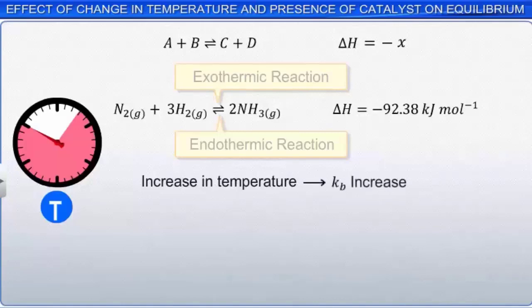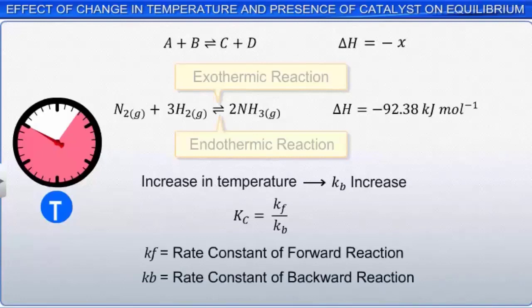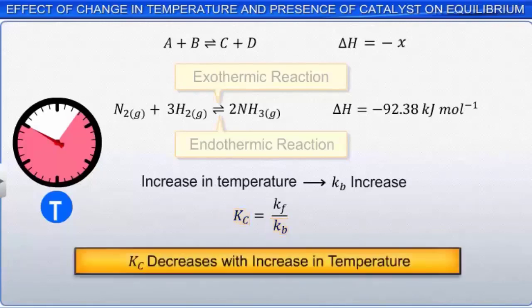You have also seen that equilibrium constant Kc is equal to Kf divided by Kb, where Kf and Kb are rate constants for forward and backward reactions respectively. As Kb increases in the denominator, the value of Kc decreases. Thus, for an exothermic reaction, the value of the equilibrium constant decreases with an increase in temperature.